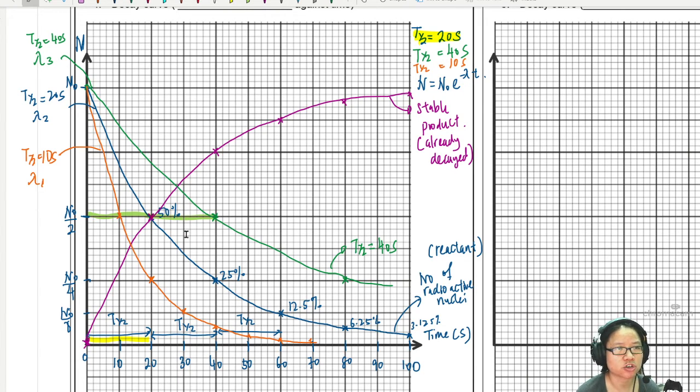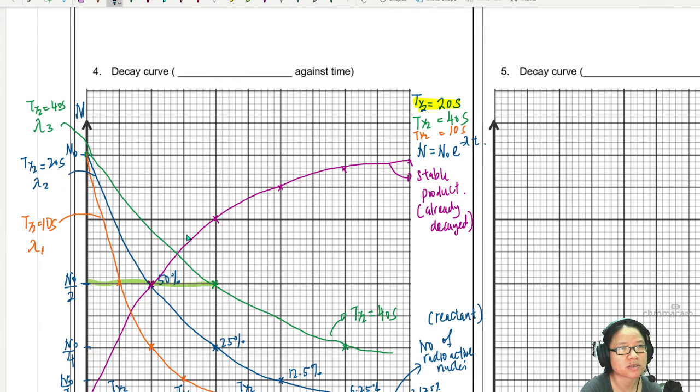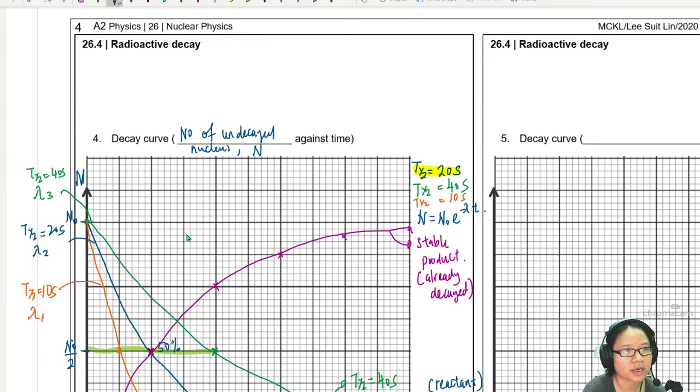Think of the relationship that you have derived previously. By the way, this is the number of undecayed nuclei N against time. So think about the lambda equation. Lambda is ln 2 over half-life. So since we know that the half-life for lambda 3 is the greatest, it means lambda 3 is the smallest. So hence lambda 3 is less than lambda 2 is less than lambda 1.